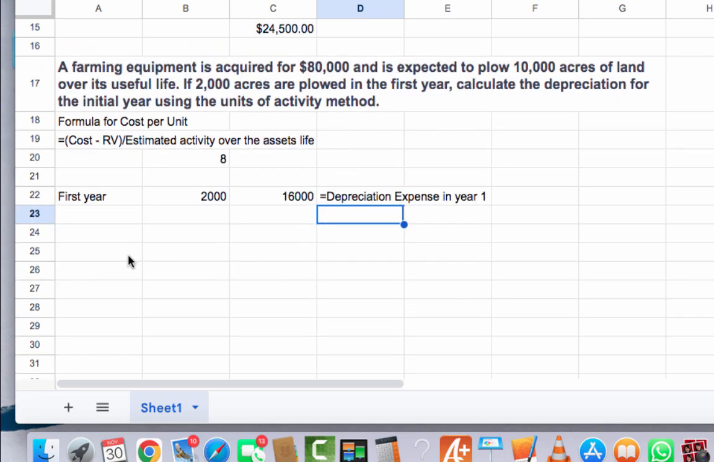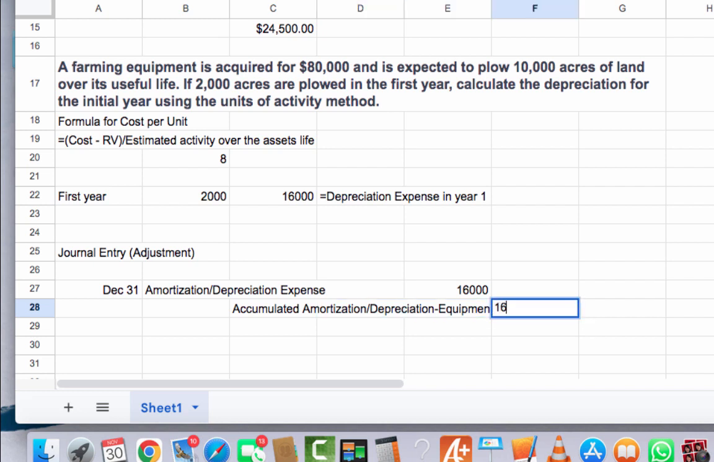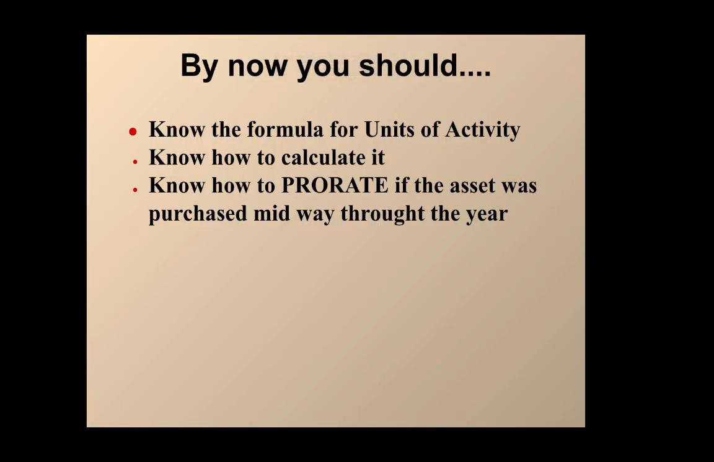Again, every time we do depreciation, we need to do our adjusting journal entry. It's always the same. At the year end, we always use amortization or depreciation expense. And the amount we calculated for that first year was $16,000. And we use our accumulated amortization or depreciation account. We actually should name this. And it's $16,000. And that's how simple it is.